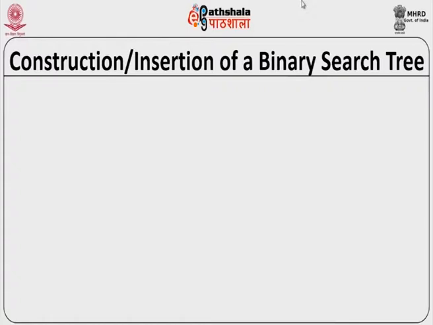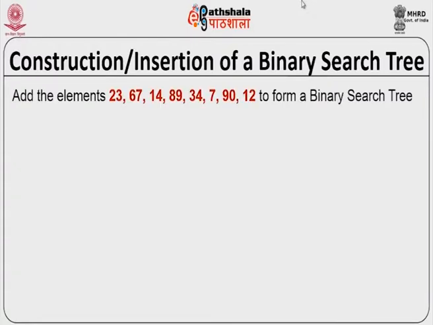Now, let us talk about construction and insertion of a binary search tree. So, let us assume the elements that we are getting are in this order. Now, please note again, I just want to stress this point that if the same elements are given in a different order, you get a different binary search tree. So, the binary search tree is constructed according to the order in which the elements are given to the construction process. So, that you must remember. So, now we are given the elements as 23, 67, 14, 89, 34, 7, 90 and 12. If you had given it in some other order, we will form another tree.